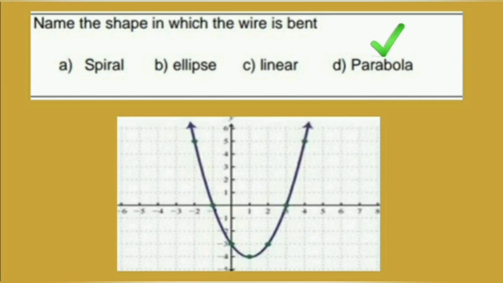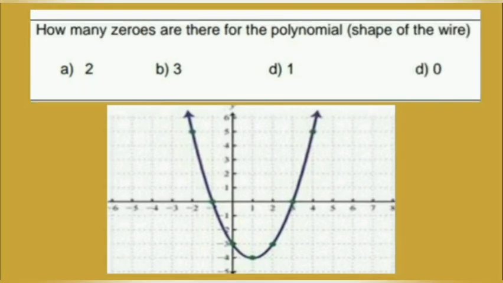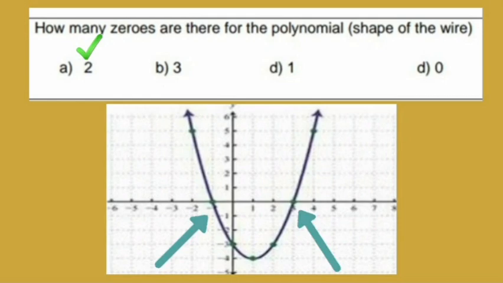The next question that follows is how many zeros are there for the polynomial that is the shape of the wire. Now this polynomial, since it is being represented on an xy graph, is of the type y equal to p of x, and the number of points at which it will intersect the x-axis will give us the number of zeros it has. It is intersecting the x-axis at exactly 2 points, so it has 2 zeros.